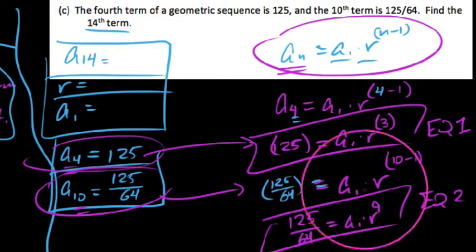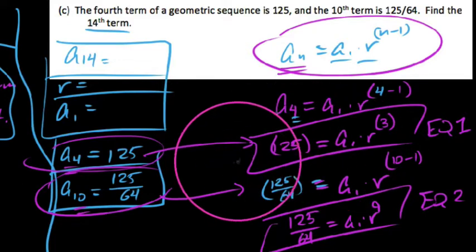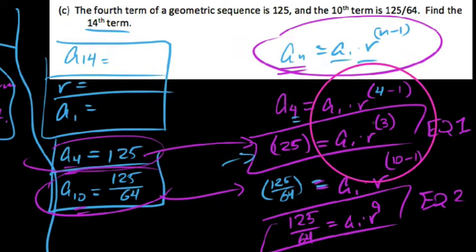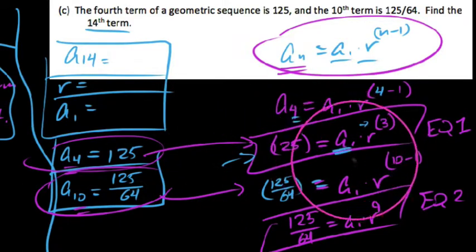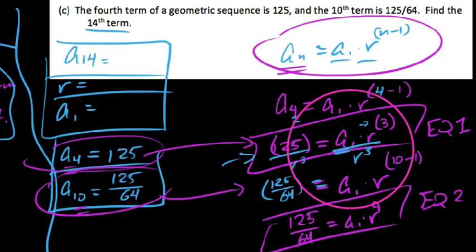So what I'm going to do is this. I'm going to choose the equation that has smaller values involved, so maybe this one up here, at least in terms of the exponent. I'm going to solve for a1. It'd be really easy to do this by dividing both sides by r cubed. We could say divide both sides by r cubed.